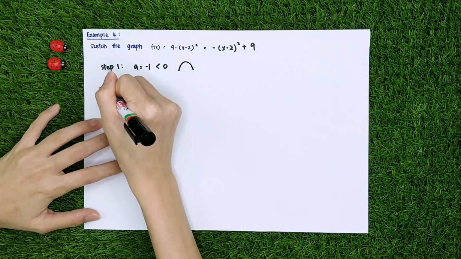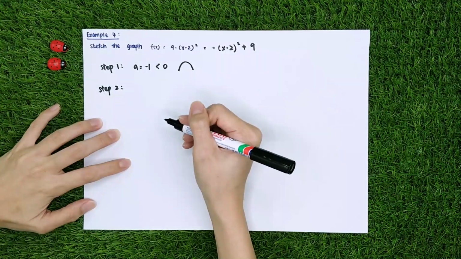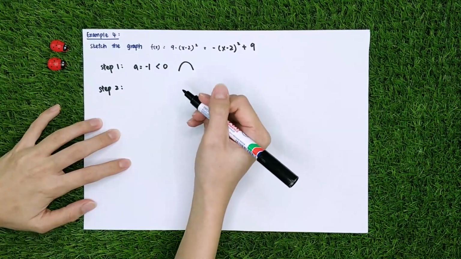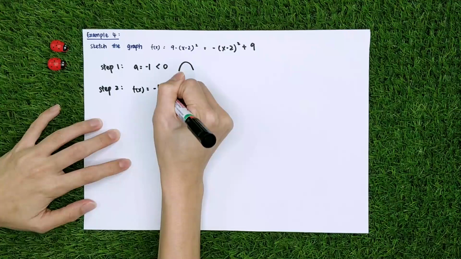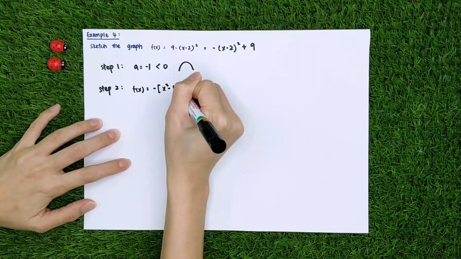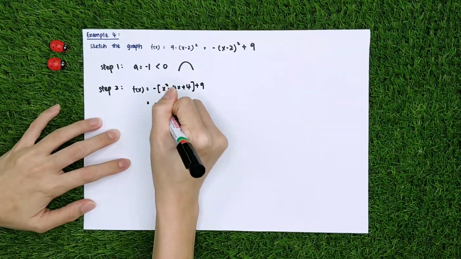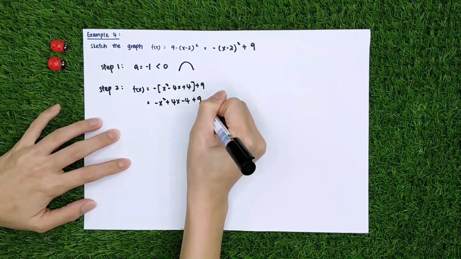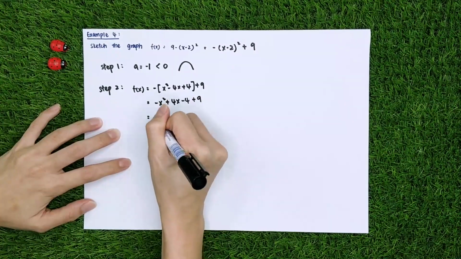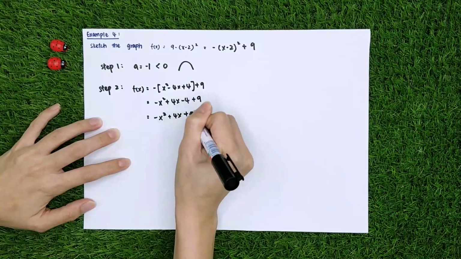My graph will be a maximum graph, which is step 1. Then we go to step 2. Step 2 is to determine whether b² − 4ac is smaller than 0, greater than 0, or equal to 0. So I have to expand my f(x). f(x) equals −(x² − 4x + 4) + 9, so I will get −x² + 4x − 4 + 9. Then my final answer is −x² + 4x + 5.